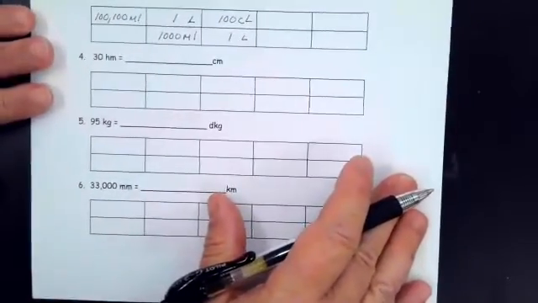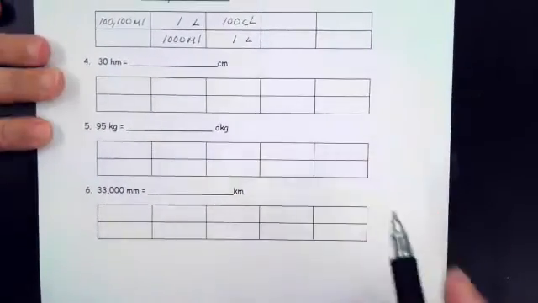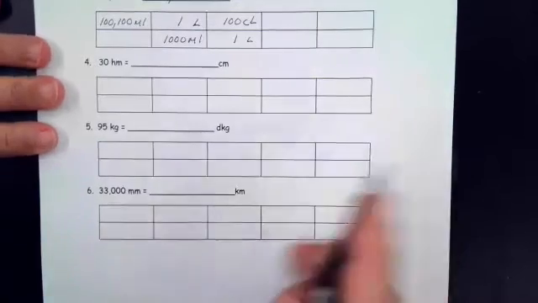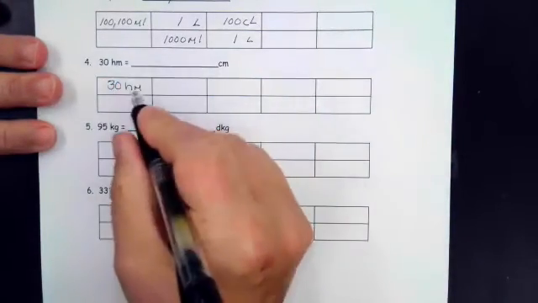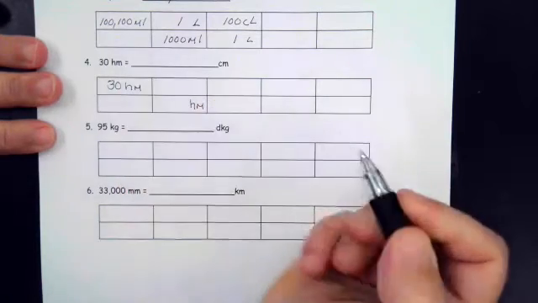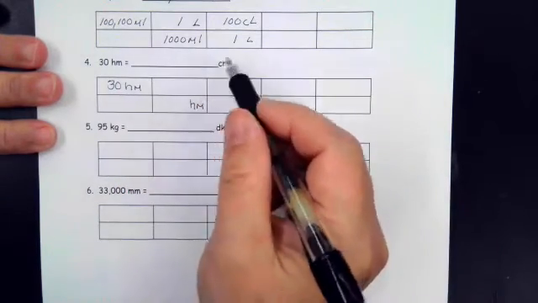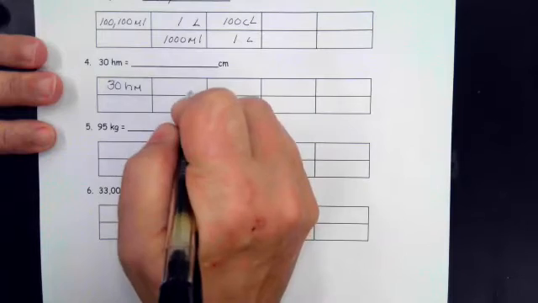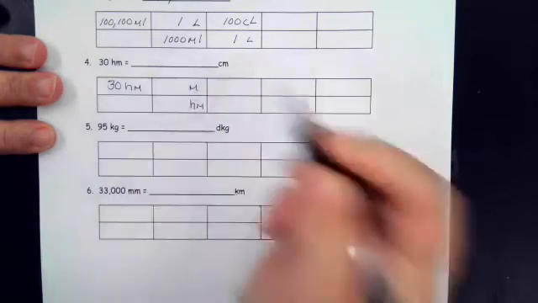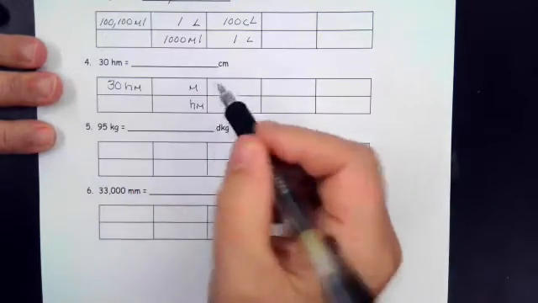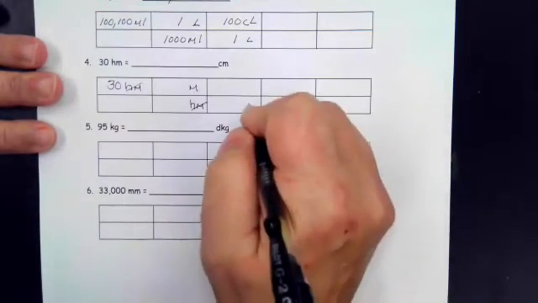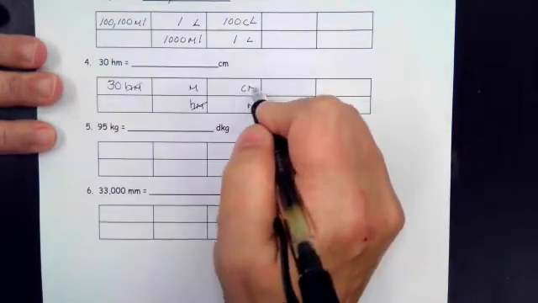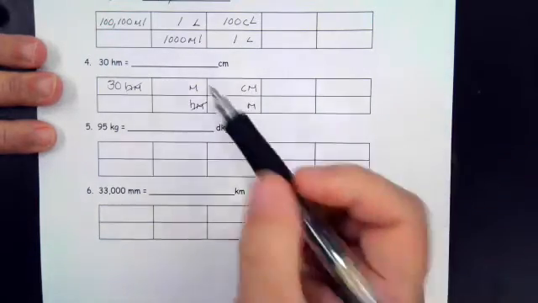The next one, hold on, I have to slide my paper up here a little bit so you can see the last few. Again, a two-step problem. So we have 30 hectometers. On the top, we're going to put hectometers on the bottom. I don't know the conversion from hectometers to centimeters, but I do know the conversion from hectometers to meters. So that's the first step. We got it to meters because the hectometers go away. So now we're going to put the meters on the bottom and the centimeters on the top because that's what we want to change it into.